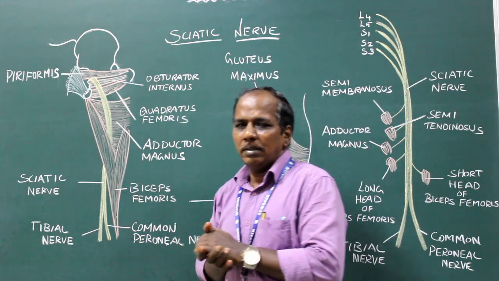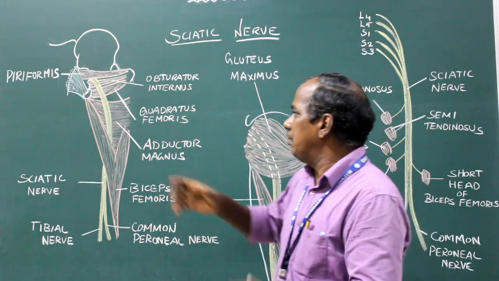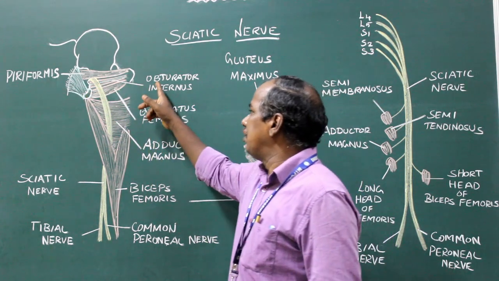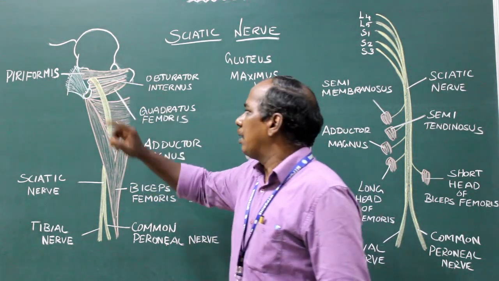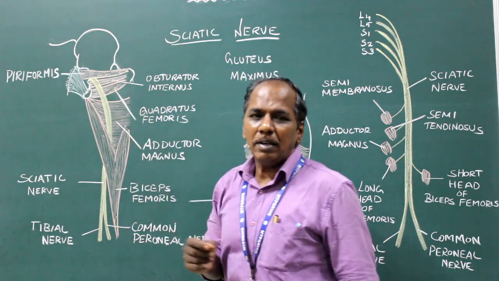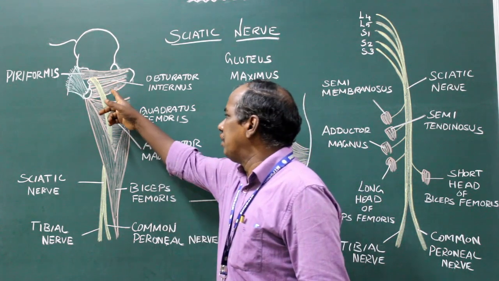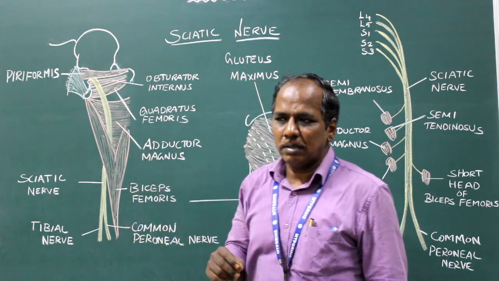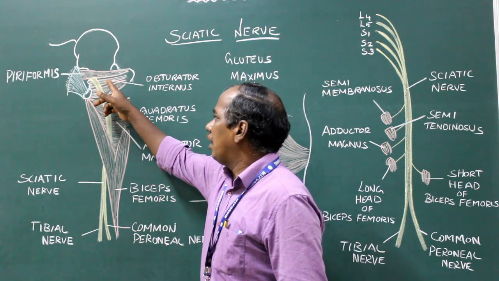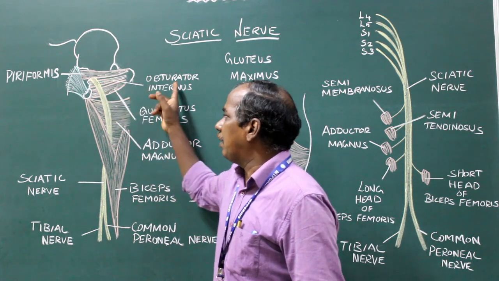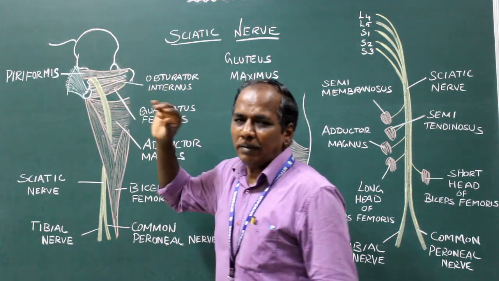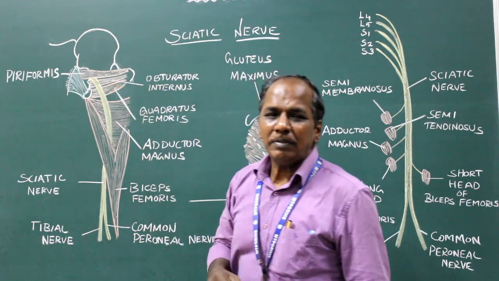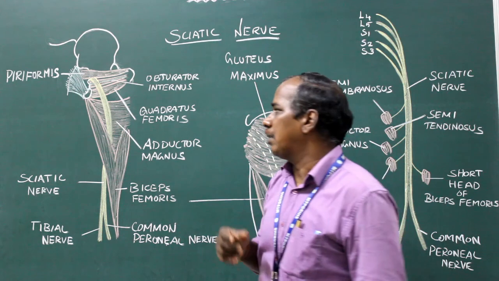Relations. Anteriorly it is related to number 1, superior gemellus, number 2, obturator internus, number 3, inferior gemellus, number 4, quadratus femoris, number 5, adductor magnus. So above the tendon of obturator internus, the superior gemellus is present. Below the tendon of obturator internus, the inferior gemellus is present.